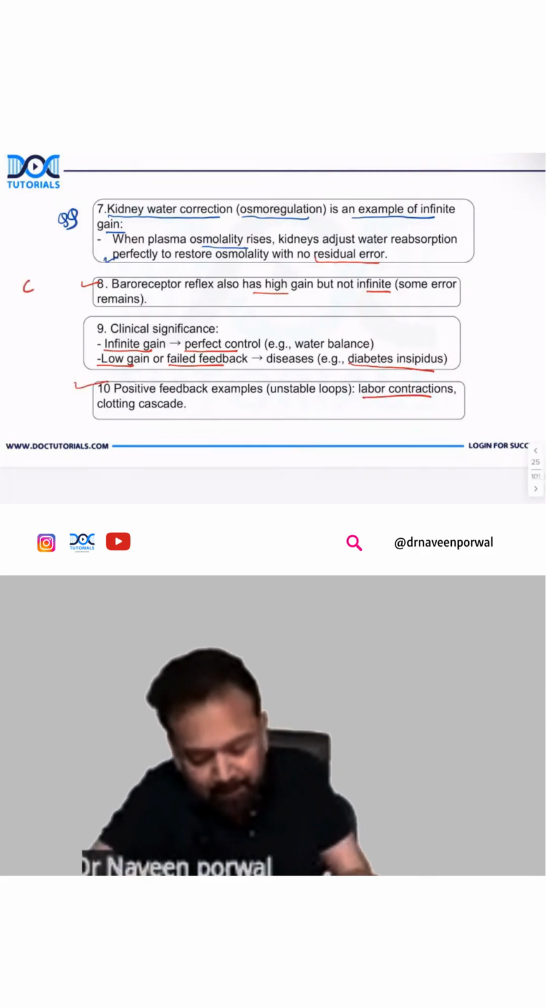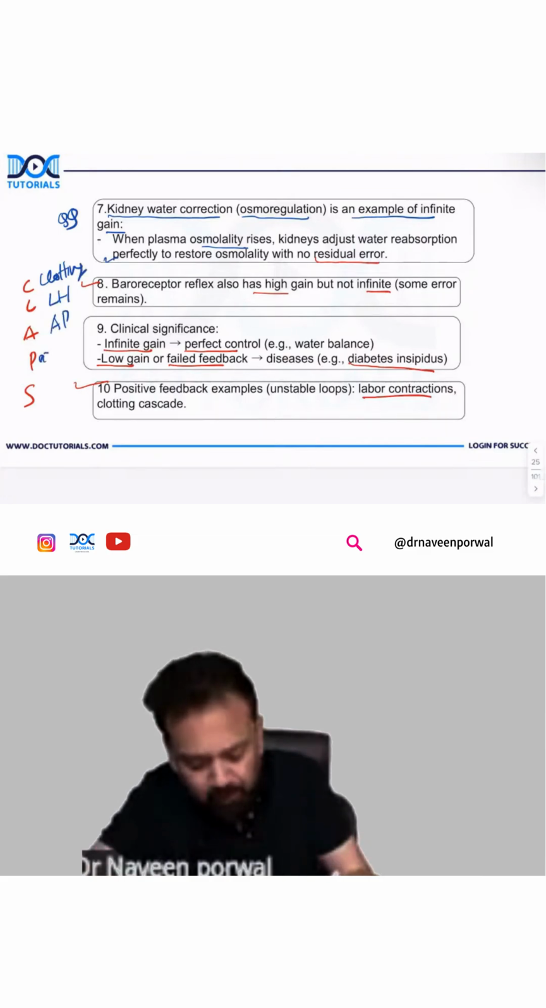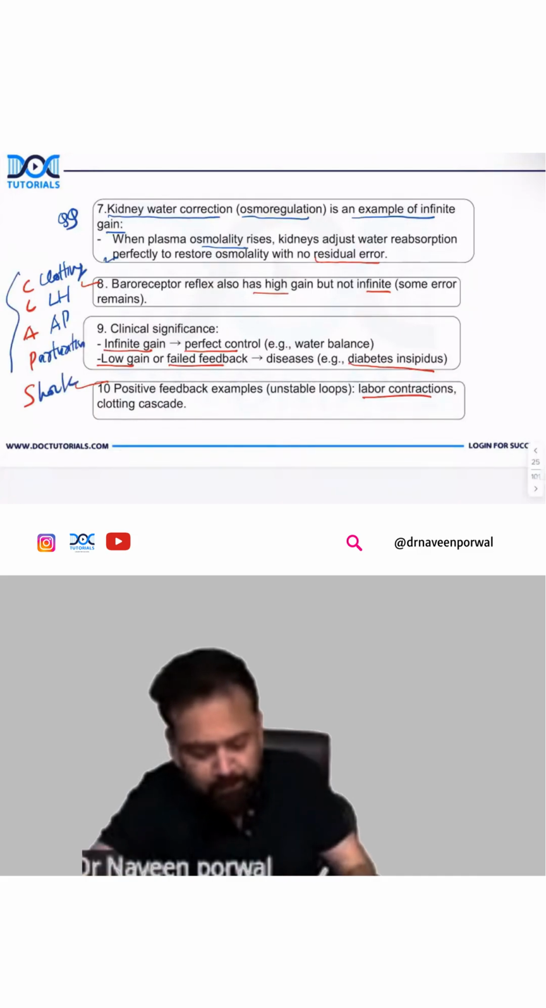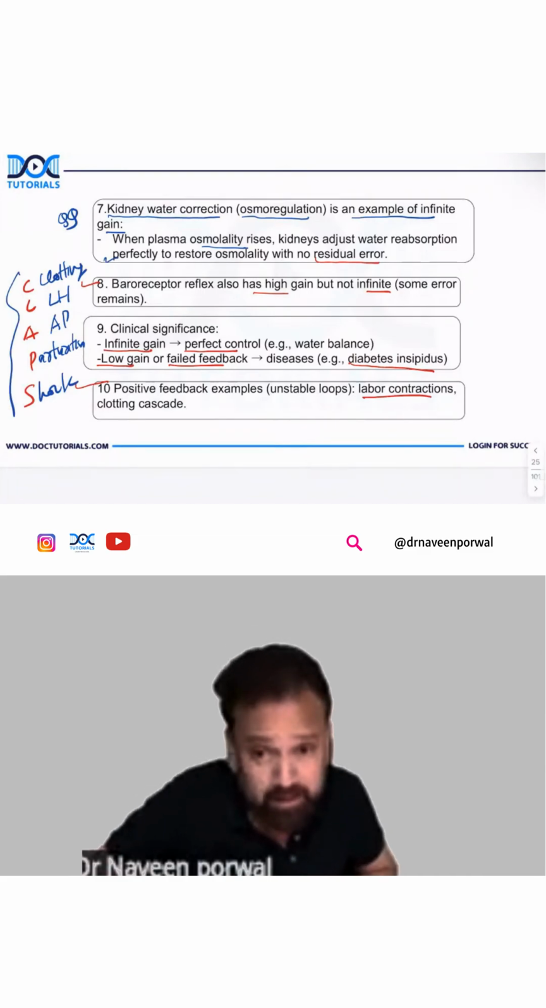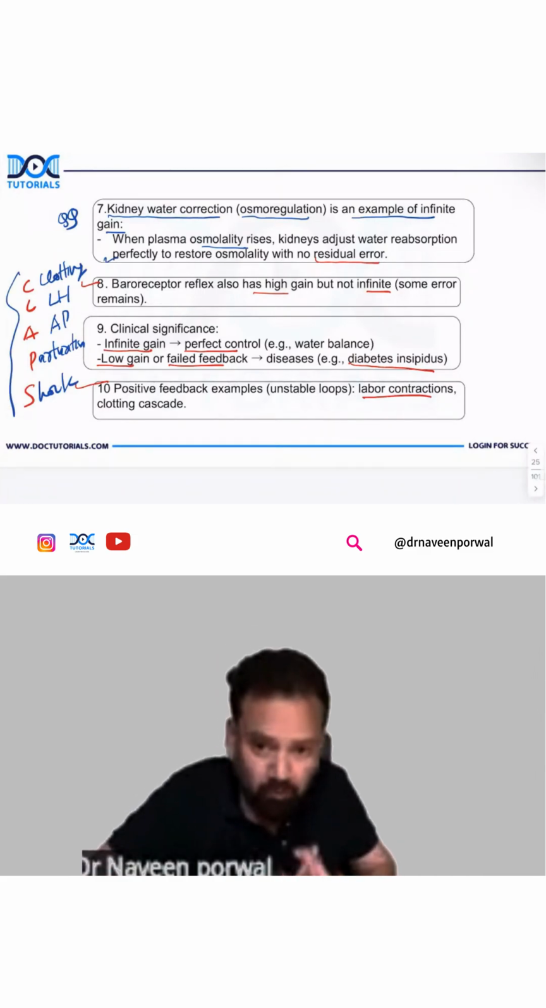The mnemonic for positive feedback is CLAPS. C for clotting. L for LH surge. A for action potential. P for parturition. S for shock. So these are examples of positive feedback mechanism. So these all are feedback, not feed forward.